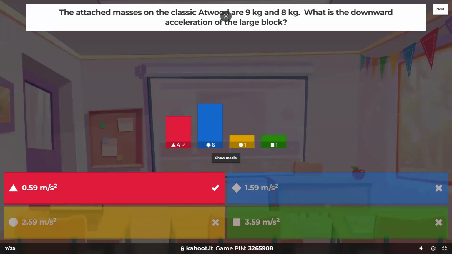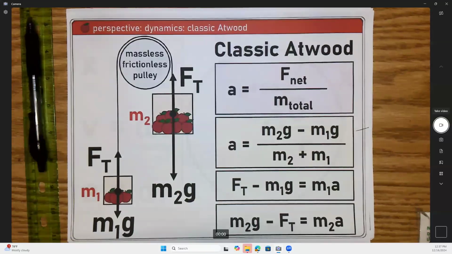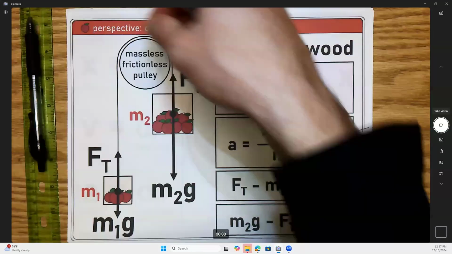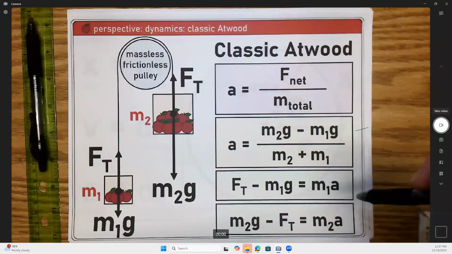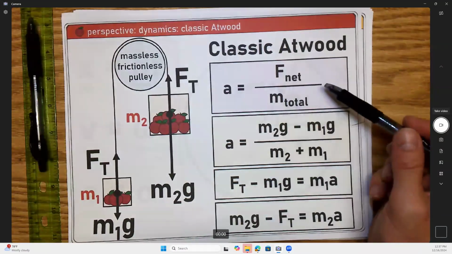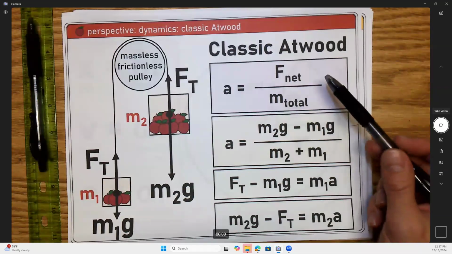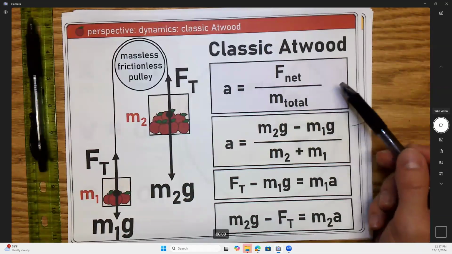All right, you guys got that? Let's walk through this. So, got my classic Atwood. This massless frictionless pulley is being held in place. Okay. Here's the guiding principle: Newton's second law of motion. Whenever you get how much acceleration, well, there's two approaches. There might be a kinematic approach if you're told about the motion of something. But if you're given forces and masses, that's Newton's second law.